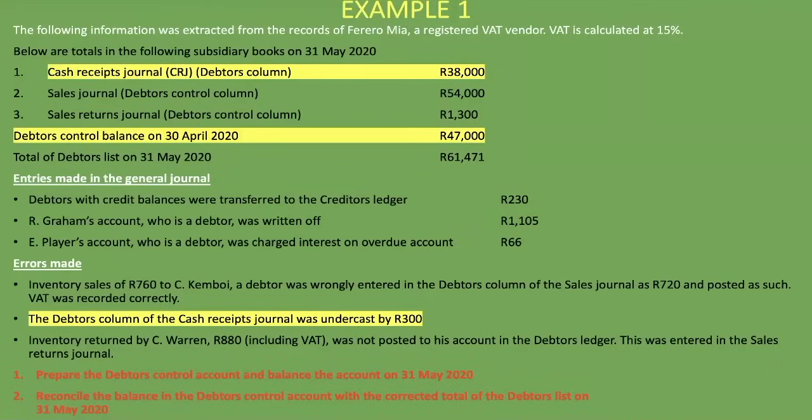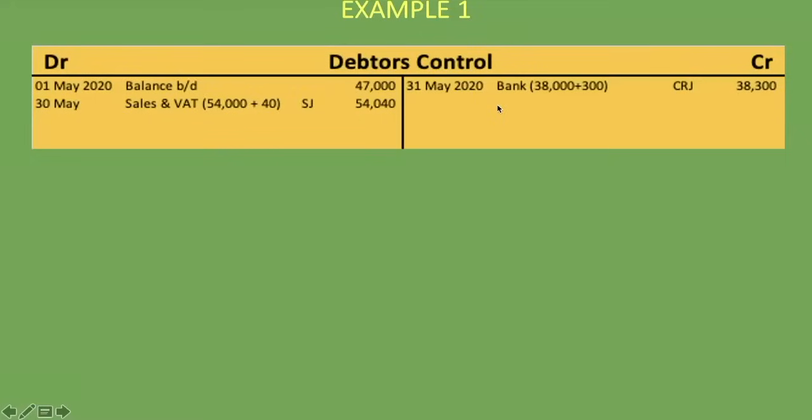So we have understated the amount that he owes us by how much? Well, that's the difference between 760 rand and 720 rand. So it's 40 rand. So we have understated it. That means we're going to take 54,000 rand here, the sales journal, plus 40 rand. And that's how it will look. 54,000 rand plus 40 rand gives us 54,040 rand. And that one comes from the sales journal. So that's our folio, and I had forgotten to do it here as well. For bank, our folio was cash receipts journal, or CRJ.